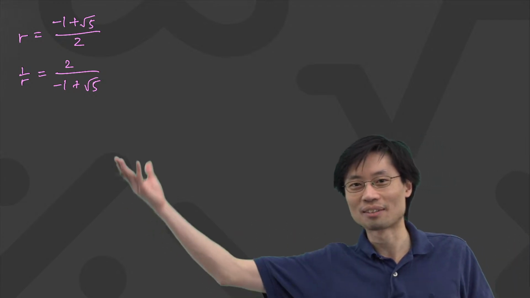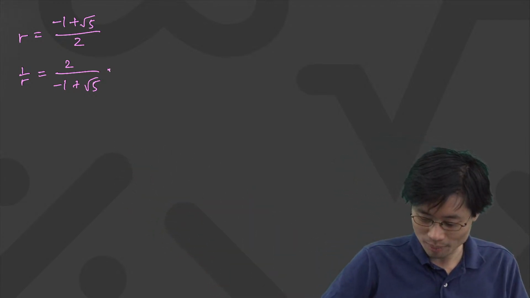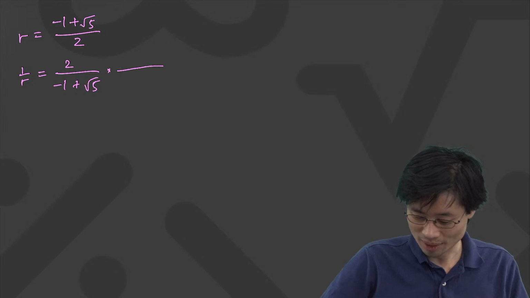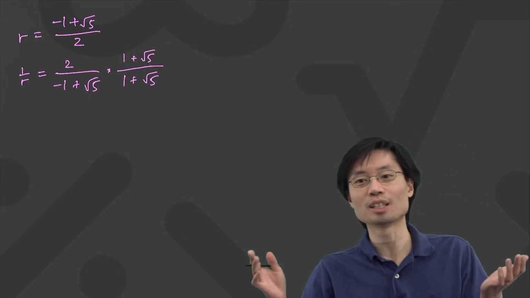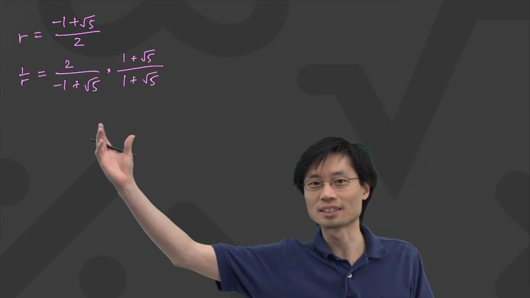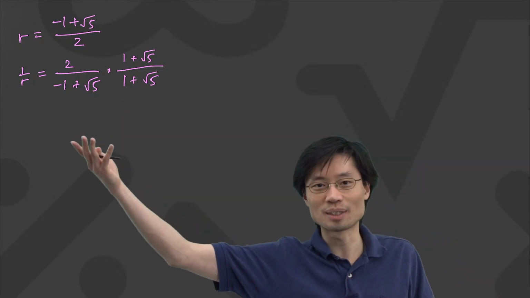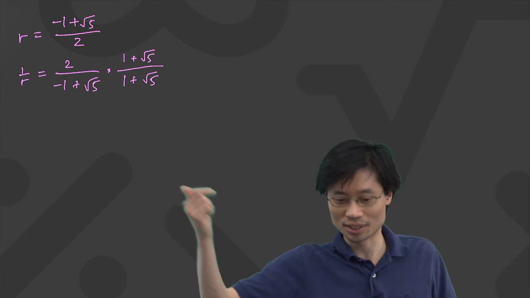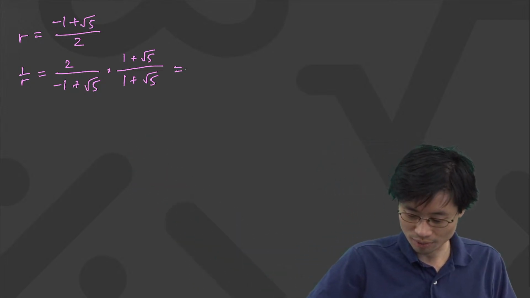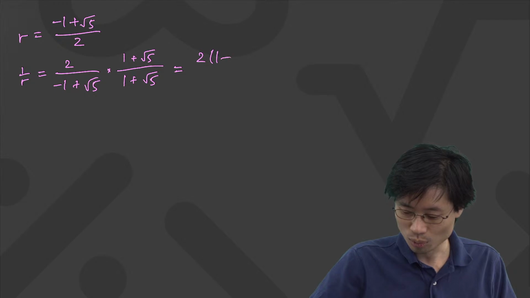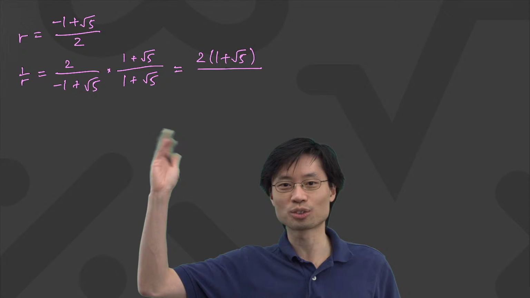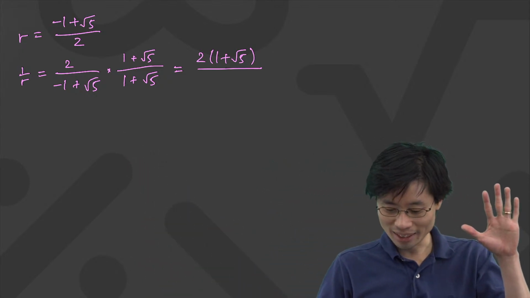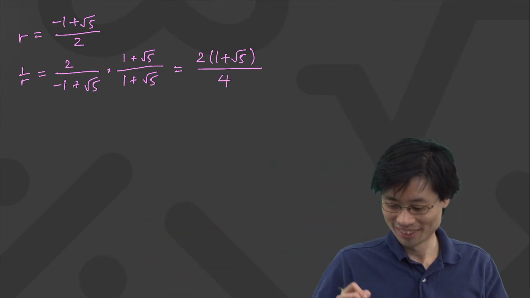Whenever you have these radicals in the denominator, you multiply by, how do you rationalize this thing? It's like 1 plus root 5 over 1 plus root 5. The reason you do this is because the denominator becomes a difference of squares: something minus something times something plus something. So the answer for 1 over r is just 2 times 1 plus the root of 5 over, well, the difference of squares is root 5 squared, that's 5, minus 1 squared, oh. Bam!